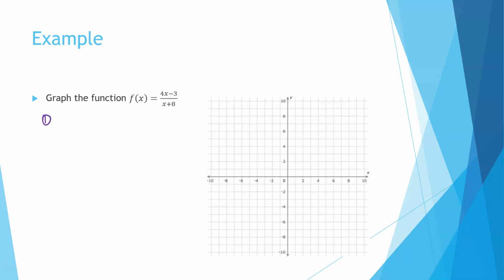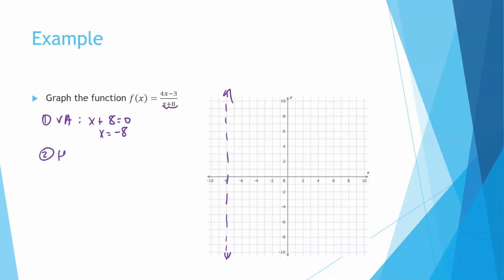Again, step 1 would find my vertical asymptotes. Take my denominator, set it equal to 0, and I solve. Again, I like to draw them in as I go. So I know there's a vertical asymptote here.